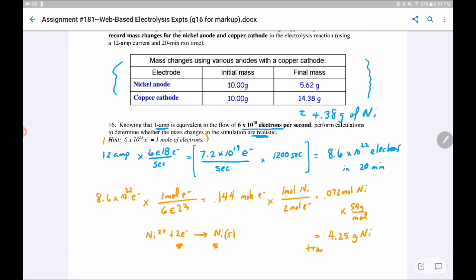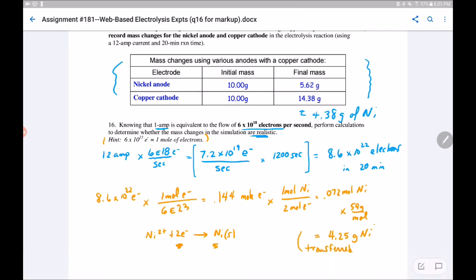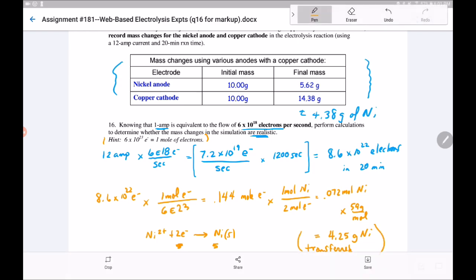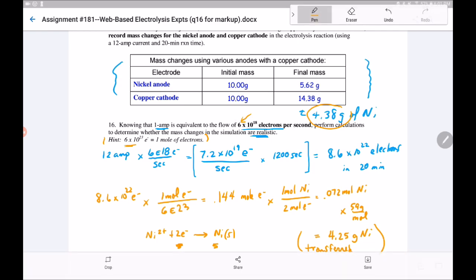I'll say transferred. It dissolves from the nickel anode. It plates onto the copper cathode. And you can see that's very close to the number in the simulation. The simulation is actually more accurate because it's using more precise values for Avogadro's number and this approximation here. This is how the computer simulation actually did calculate the mass of nickel that is transferred in the experiment.